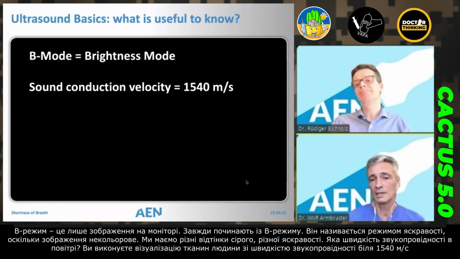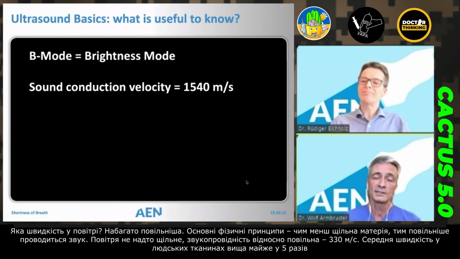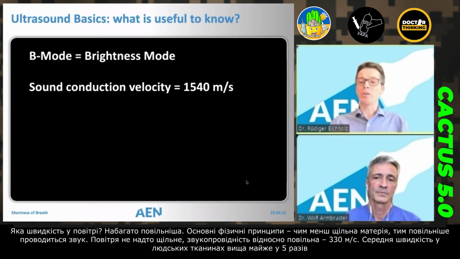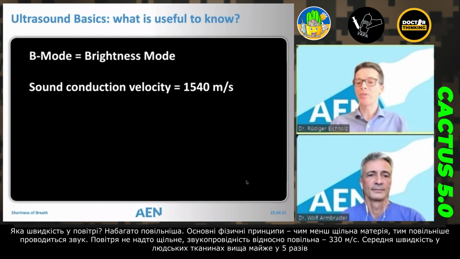How quick is the sound conduction in air? Because now you visualized how it is in human tissue. It's about 1,540 meters per second. What about the velocity in air? Well, this is much slower. The general idea in physics is that the less dense the medium is, the slower the sound will travel. Air is not very dense, so the sound is relatively slow, with 330 meters per second. So the average in human tissue is about 5 times as fast.